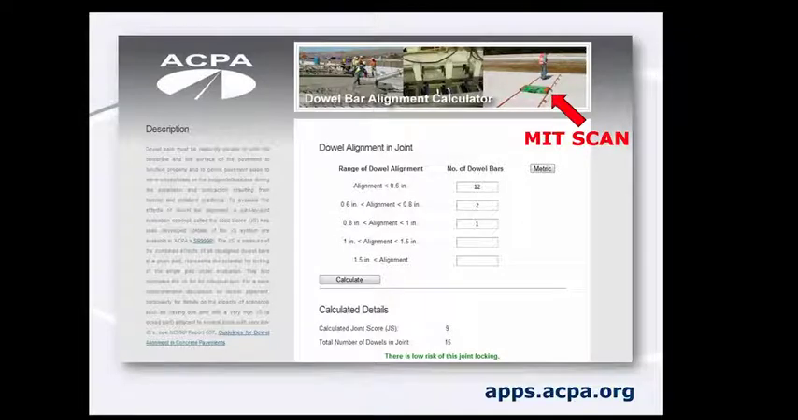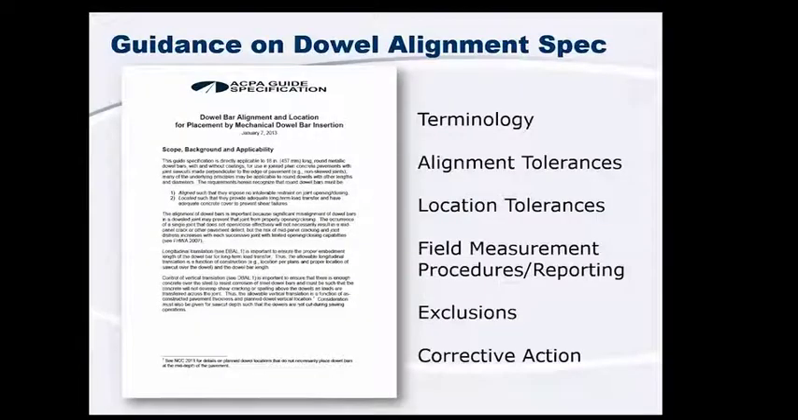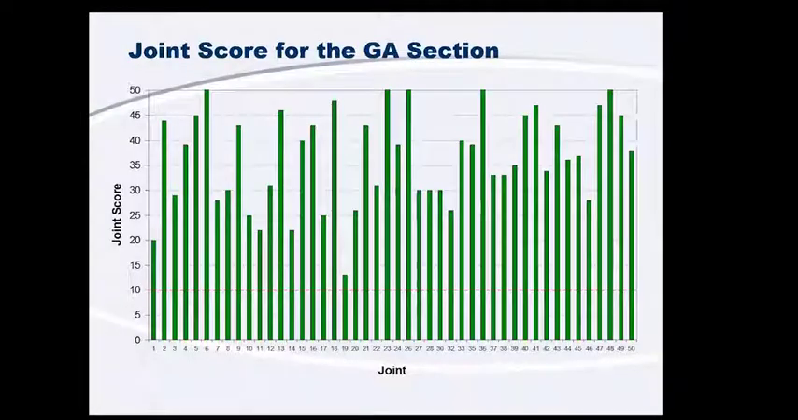Now that joint score is something that is relatively new, and some agencies have really been trying to limit the joint score. ACPA has actually developed a guide spec for dowel bar alignment, where we're trying to standardize this to make sure we don't run into a situation where a lot of different places have their own recommendations. Now the thing with this joint score is it's a pretty new thing.